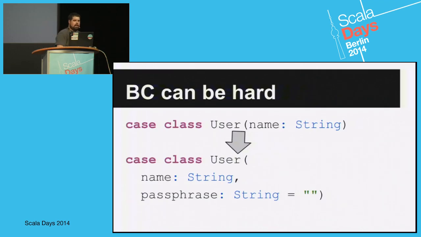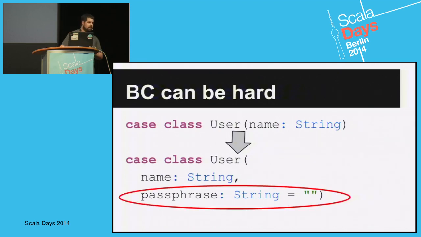How many of you know whether or not this is binary compatible? I take a case class with a user that has a name, and I take another case class or change it. I add a new parameter, passphrase, with a default parameter. So I can still call new user, or I can call user with name, and that still compiles. Is this binary compatible? How many would say yes? Raise your hands. Okay. Sorry, it's actually not binary compatible.